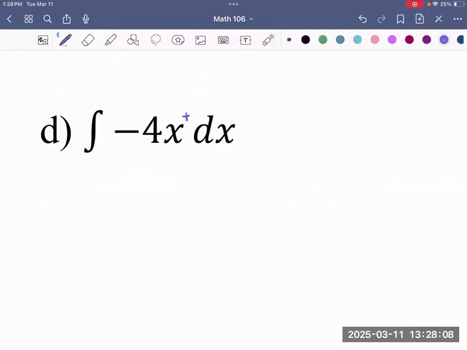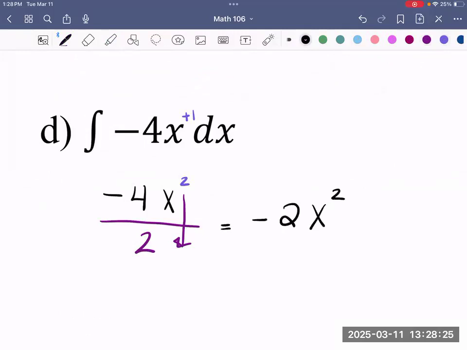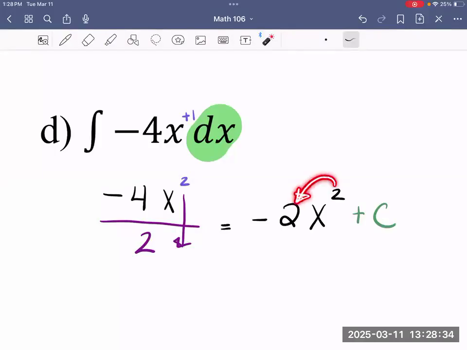Okay, let's add 1, negative 4x squared. We're going to divide by 2 to make this negative 2x squared, and then plus c because of that dx. And again, if we were to go backwards, bring down the 2, that makes negative 4x to the 1.